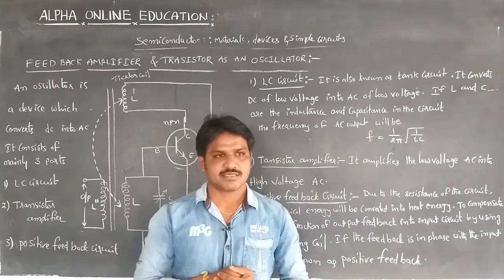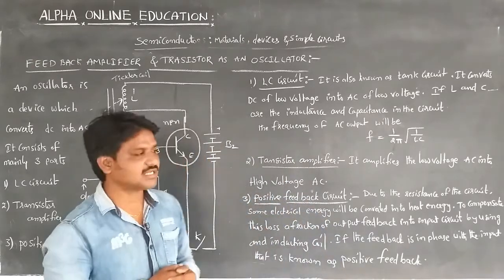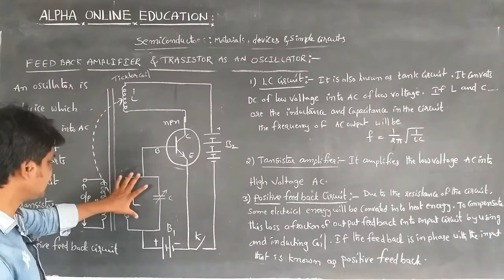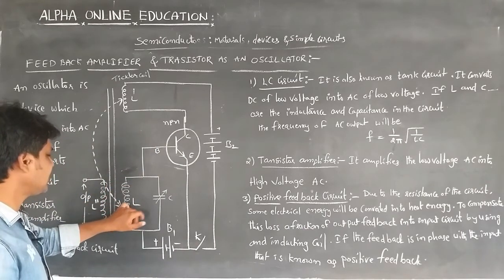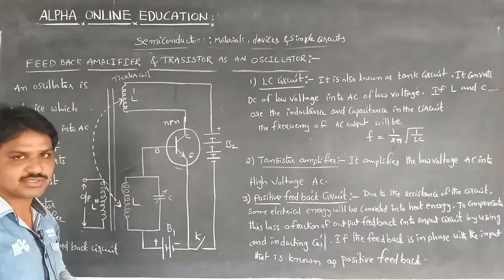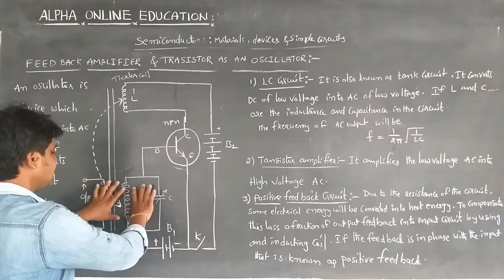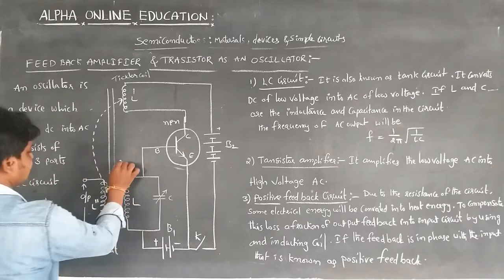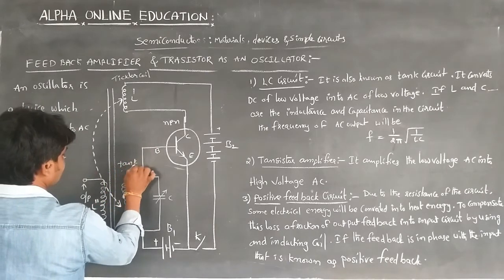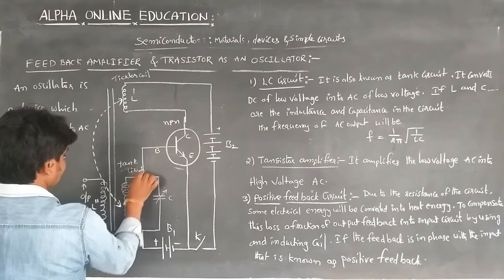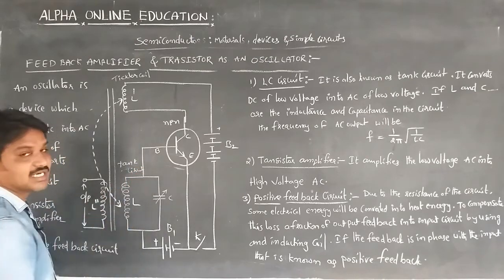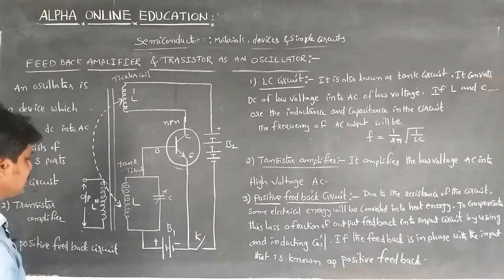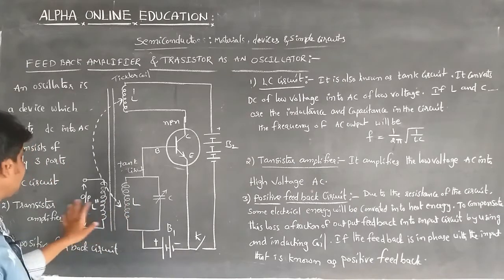Here are the three parts. The first one is an LC circuit. In this LC circuit, inductance and capacitance are connected in parallel to each other. This circuit is also called a tank circuit, and this coil is called a tank coil.